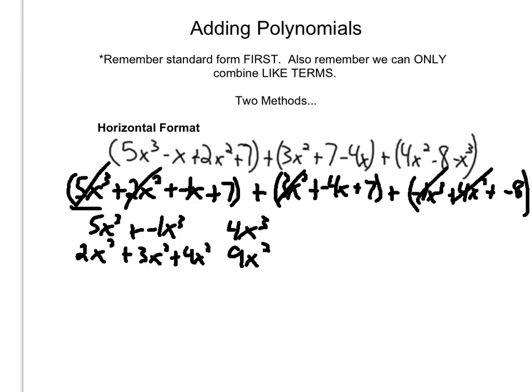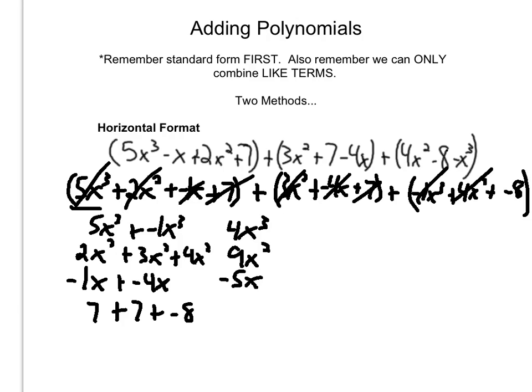Now I need the x's. So I've got negative 1x plus I've got a negative 4x and there's no x's here, so negative 1x plus negative 4x is negative 5x. And then I'm looking at my constants. I got 7 plus 7 plus negative 8. 7 plus 7 is 14 plus negative 8 is positive 6.